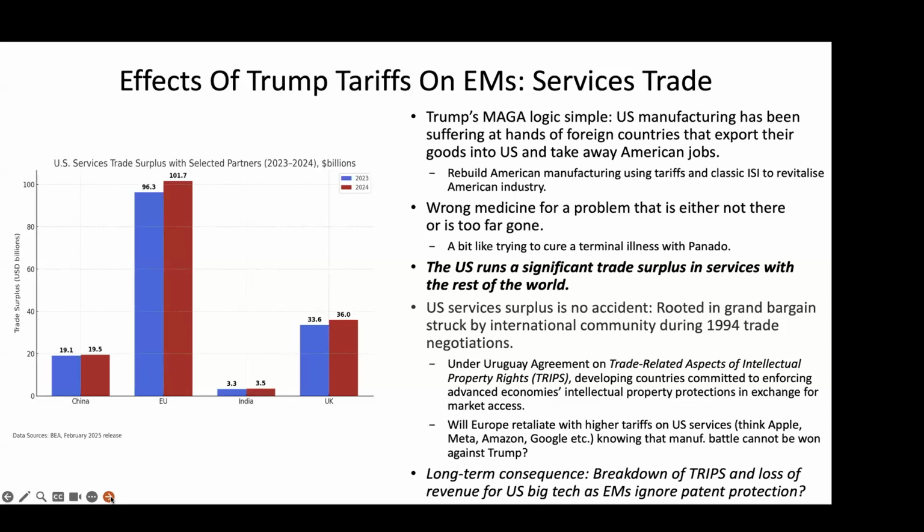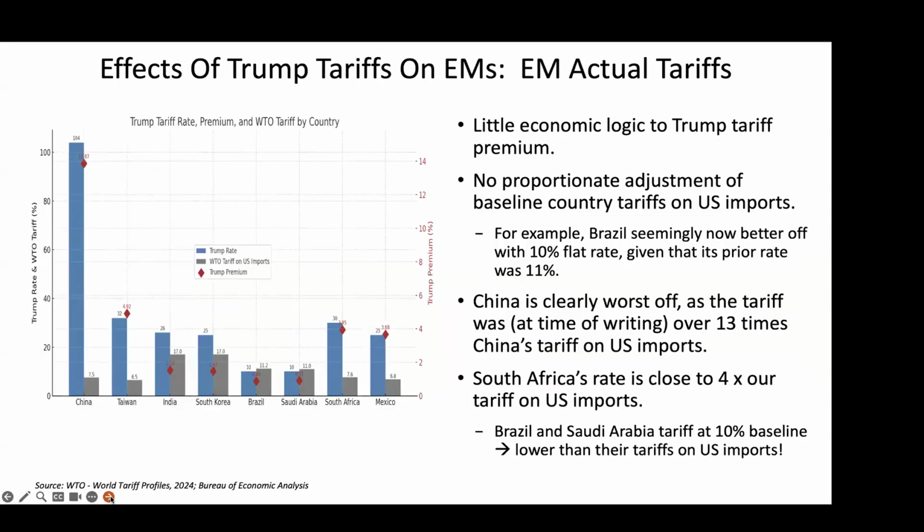So I think that's a really important aspect to the retaliation and the response to Trump's tariffs. So on EMs, the challenge was, and I should say this list here is very deliberate: China, Taiwan, India, South Korea, Brazil, Saudi Arabia, South Africa, and Mexico. These are the EM8 that I will come to later. They make up the top 8 economies in the MSCI EM.